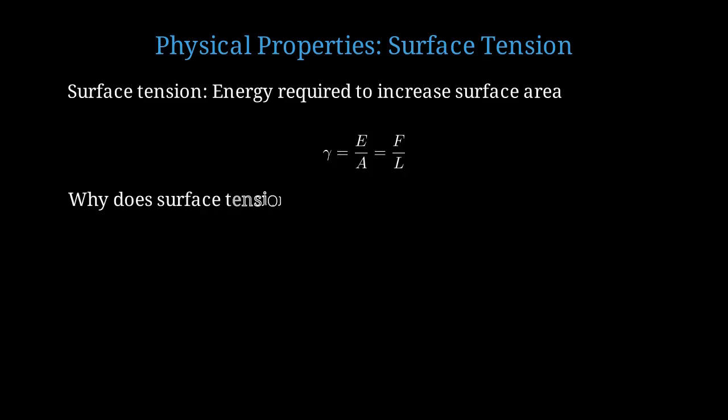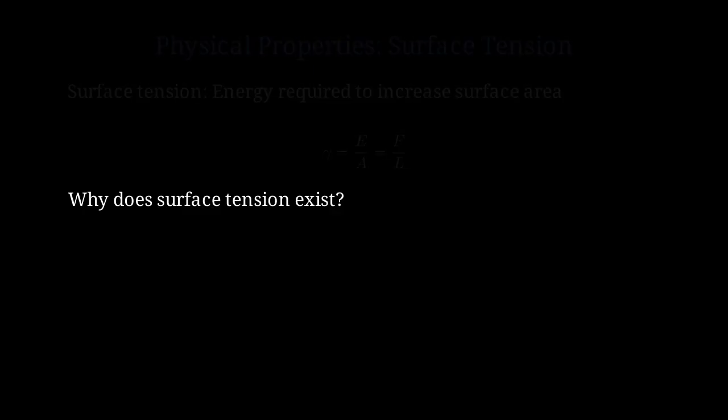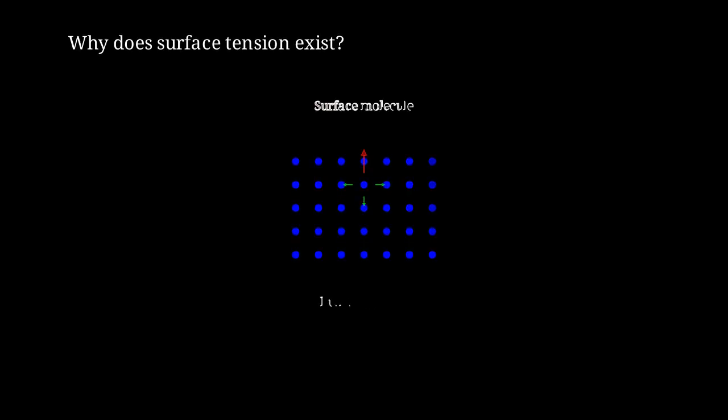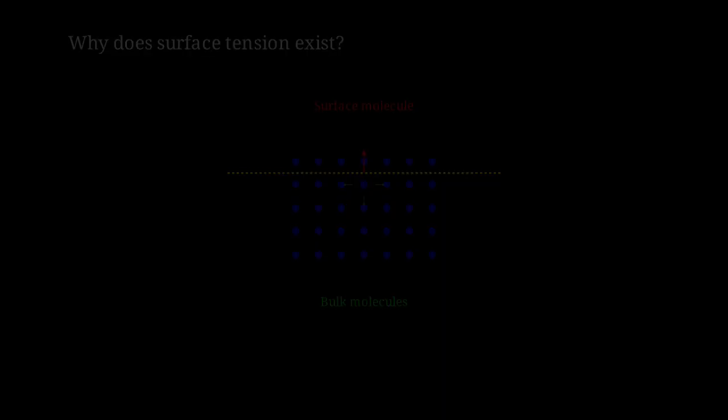But why does surface tension exist in the first place? It's due to the cohesive forces between liquid molecules. Molecules in the bulk of the liquid are attracted equally in all directions by neighboring molecules. But molecules at the surface have no neighbors above them, only below and to the sides. This creates a net inward force, causing the surface to contract and minimize its area.